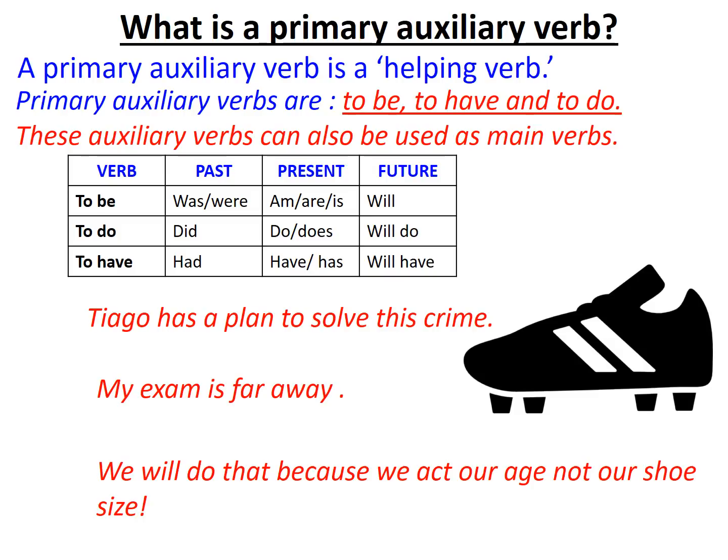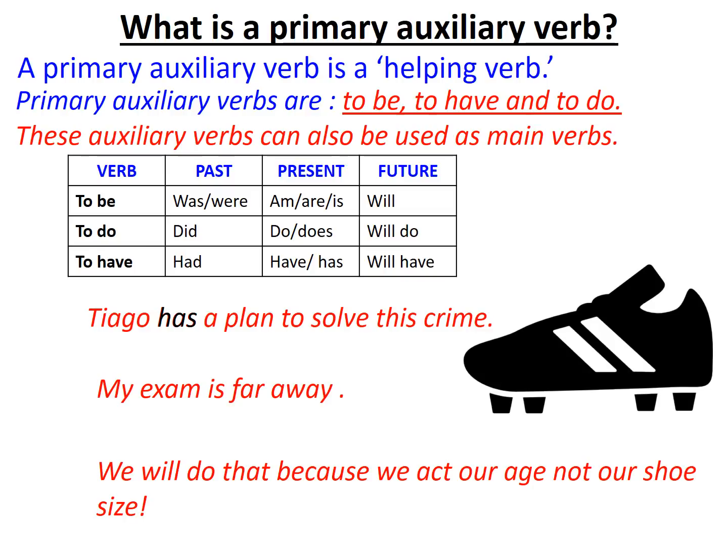So, how did you get on? Tiago has a plan to solve this crime. He has a plan. That is a primary auxiliary verb that's in the present tense. It's in the third person because Tiago is the third person. He is being referred to.